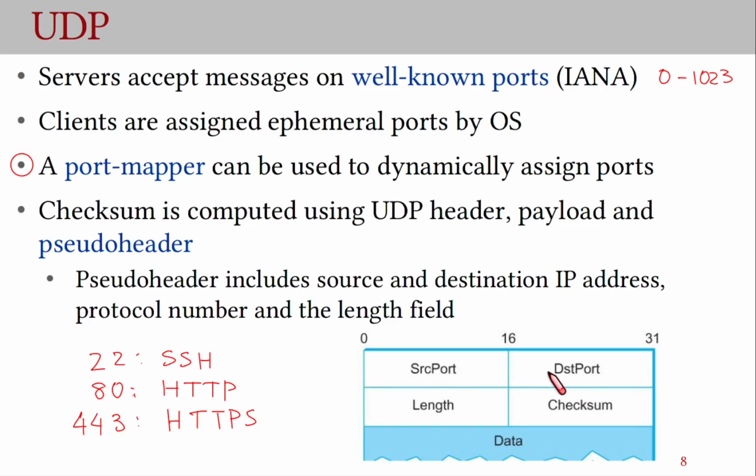Other than these two source and destination port fields, the header has a 16-bit length and another 16-bit checksum field. The length field indicates the size of the header, which is 8 bytes, plus the size of the payload, and this is indicated in units of bytes. And lastly, this 16-bit checksum field is computed using this UDP header, this payload, and a pseudoheader. The pseudoheader contains 4 items: the source IP address, the destination IP address, and the protocol number, plus this length field that is already present in the UDP header. So this length field is used twice in computing this checksum.